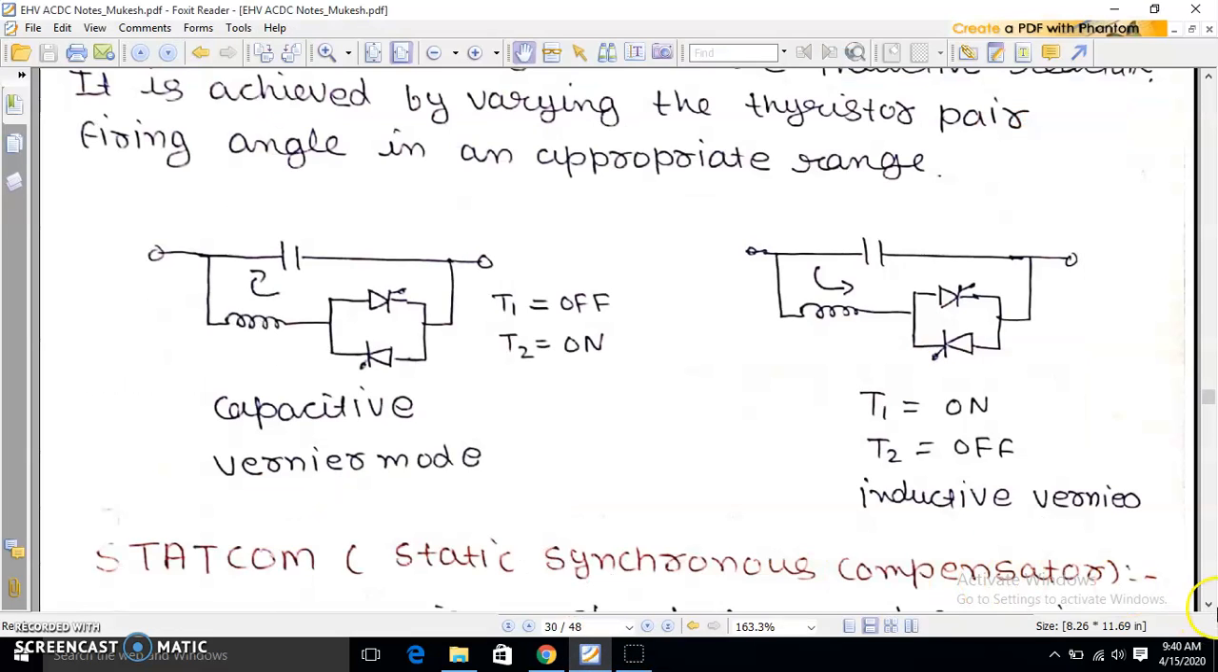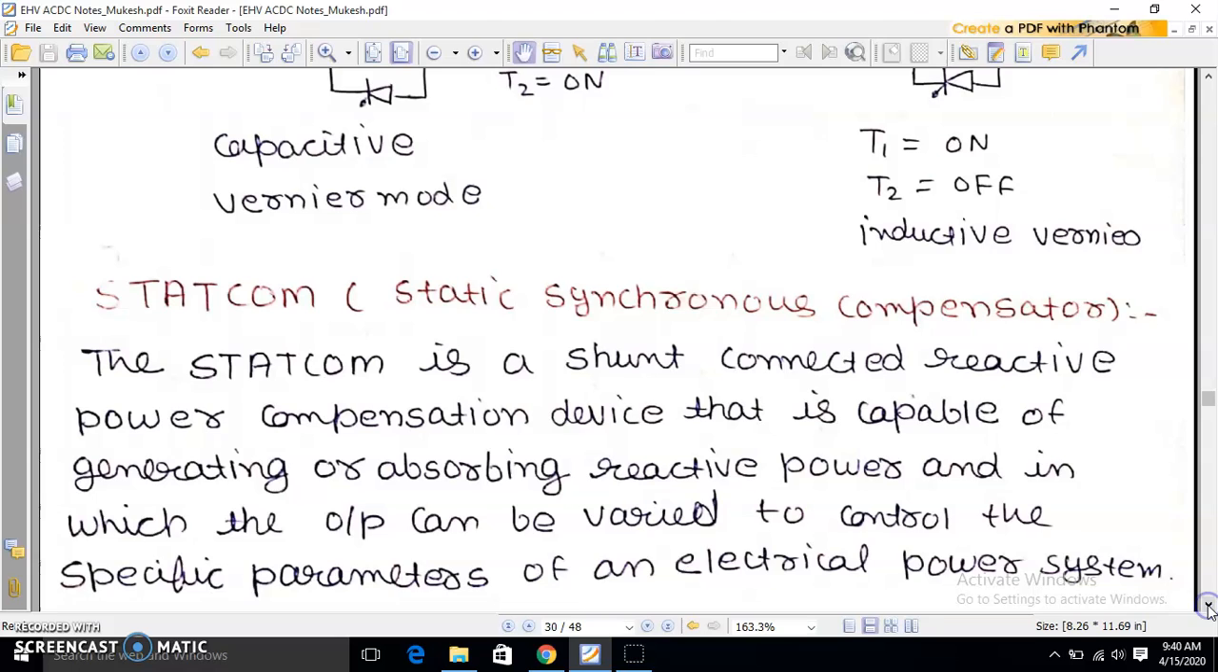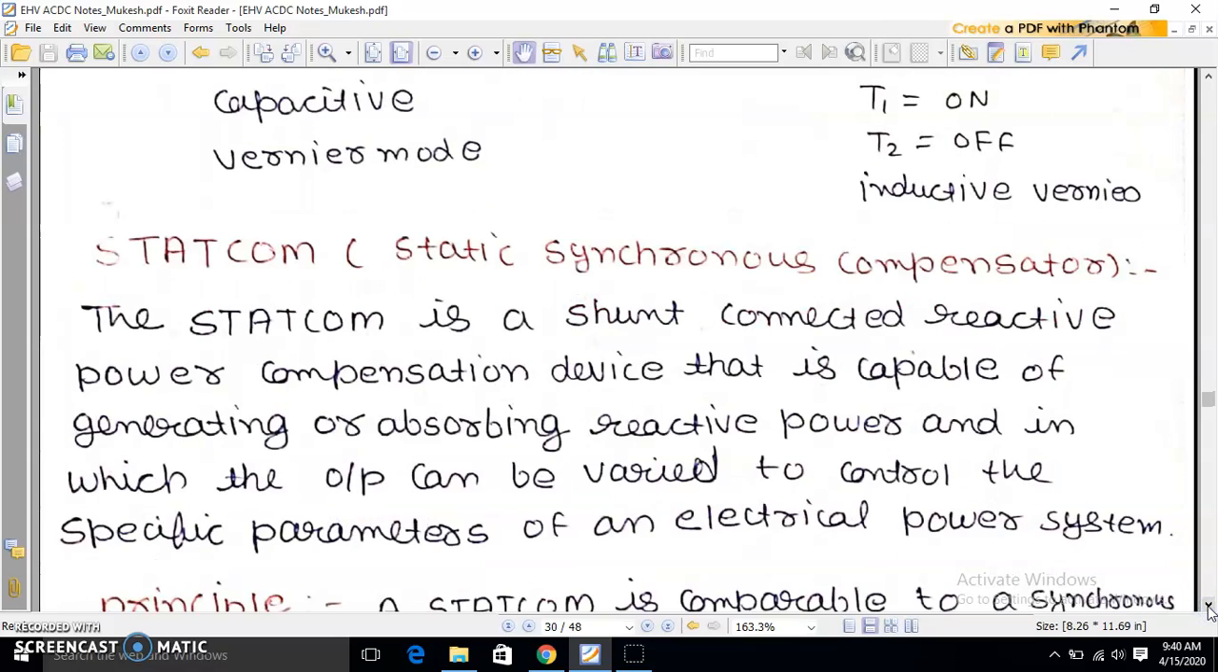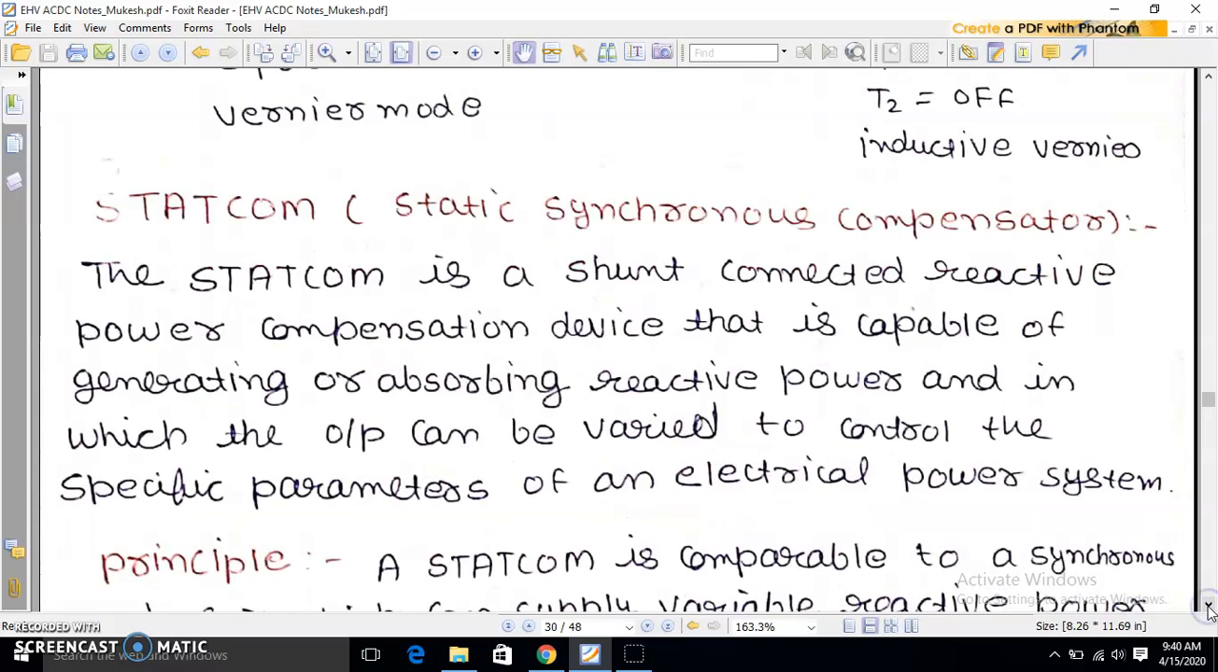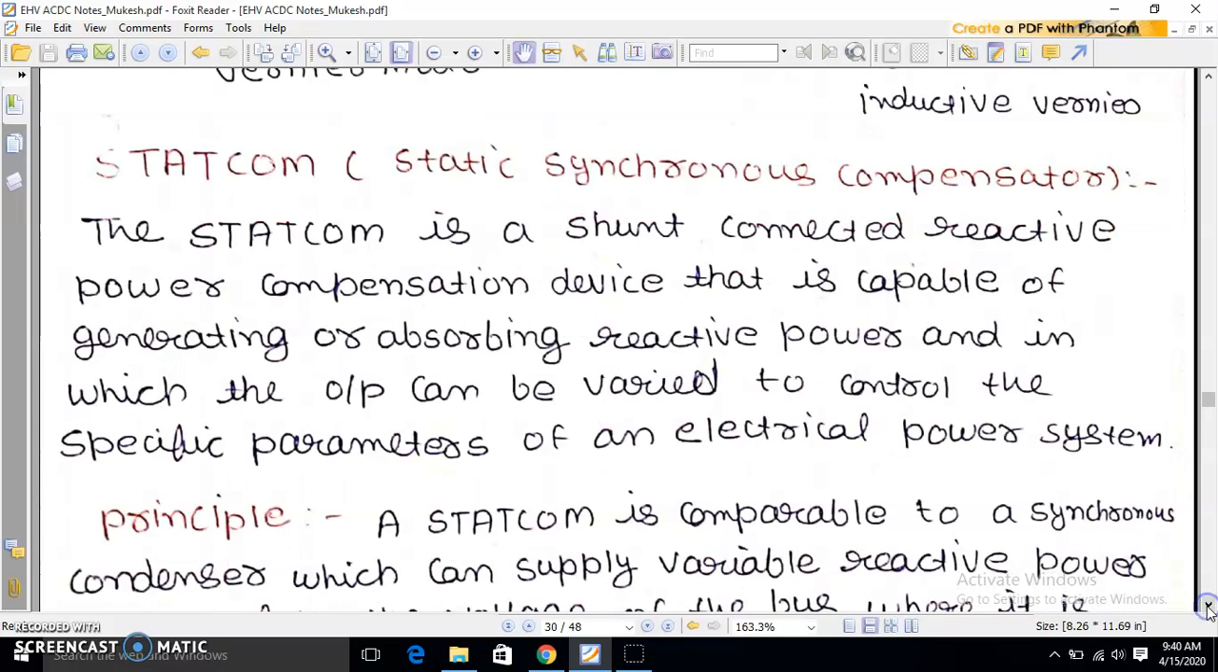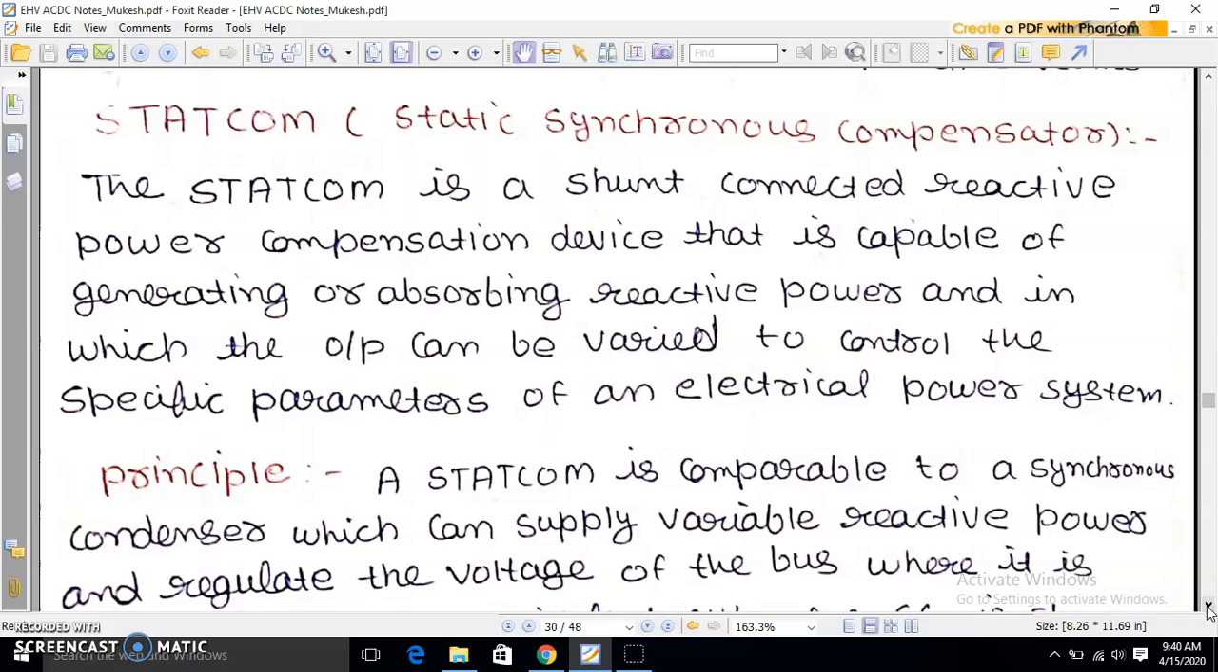Dear learners, in this lecture we will discuss STATCOM and UPFC. Starting with the STATCOM, the static synchronous compensator. The STATCOM is a shunt connected reactive power compensation device that is capable of generating or absorbing reactive power, and its output can be varied to control specific parameters of an electrical power system.